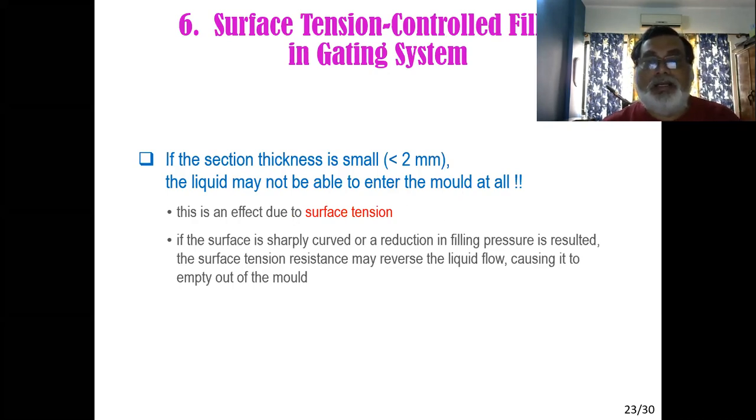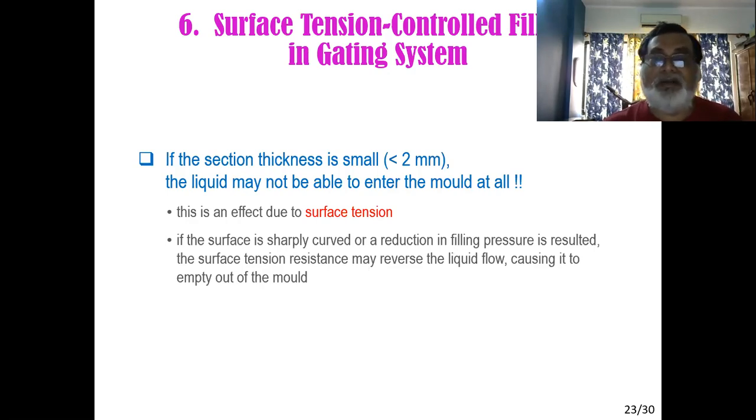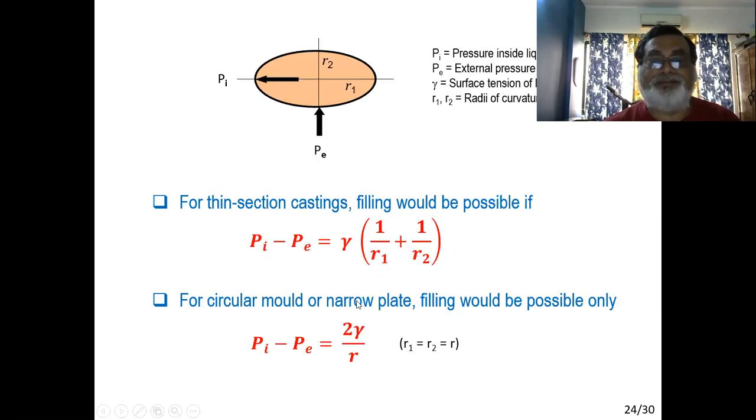So if the section is too narrow, or if there is a reduction in filling pressure, the surface tension resistance cannot allow the liquid metal to enter into the mold cavity. So even in the worst case scenario, the mold can be emptied out because of this surface tension. So surface tension is a big issue in casting having a small section.